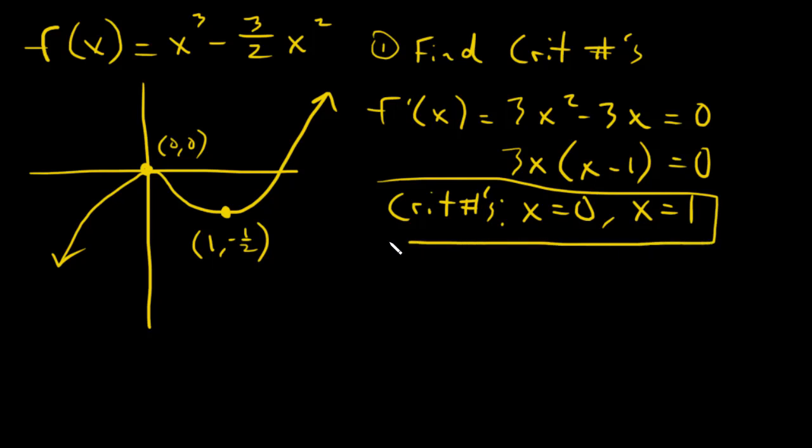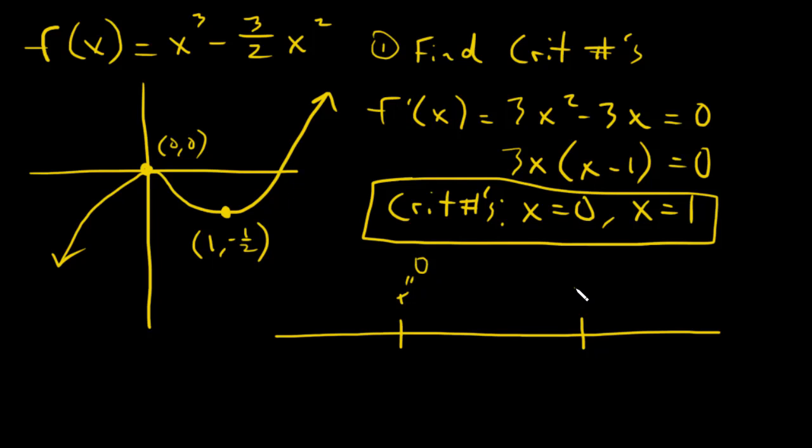So the next step, this is where it gets interesting. I hope you enjoy what we're about to do. So I've got the critical values here. Next thing I'm going to do is make a table. Okay? I'm going to make a table, and I'm going to divide it with the critical numbers. So this divider is x equals 0, and this is x equals 1. Those are the two critical numbers.